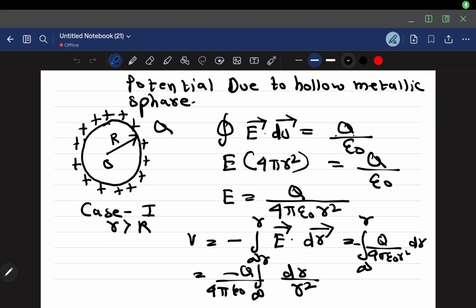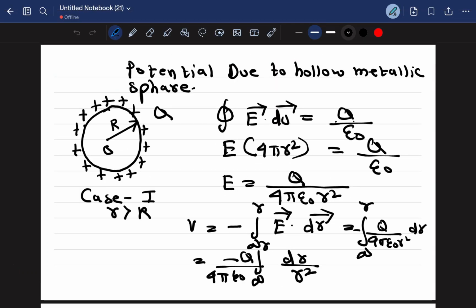We are going to start by finding the potential due to a hollow metallic sphere. A metallic sphere is hollow, meaning inside the metallic sphere there is no electric charge, so all the charges lie on the outer surface of the metal. You can see this is the hollow metallic sphere of radius capital R. We now have a task to find the electric potential at r greater than R, r equal to R, and r less than R.